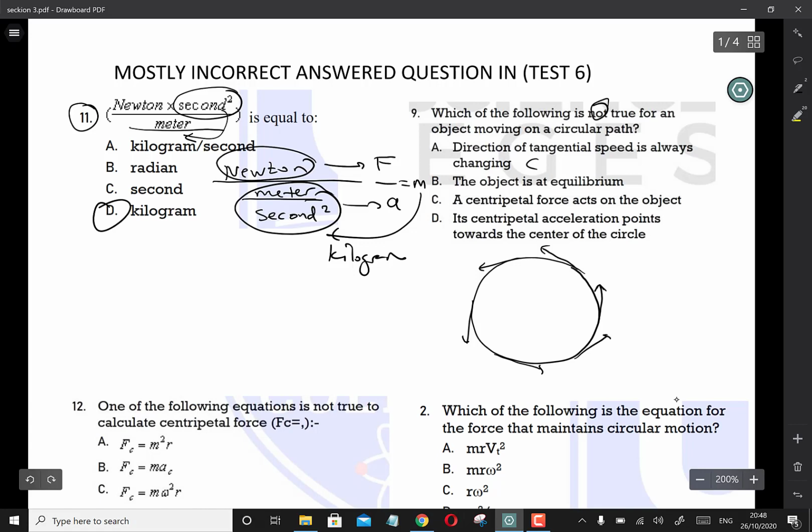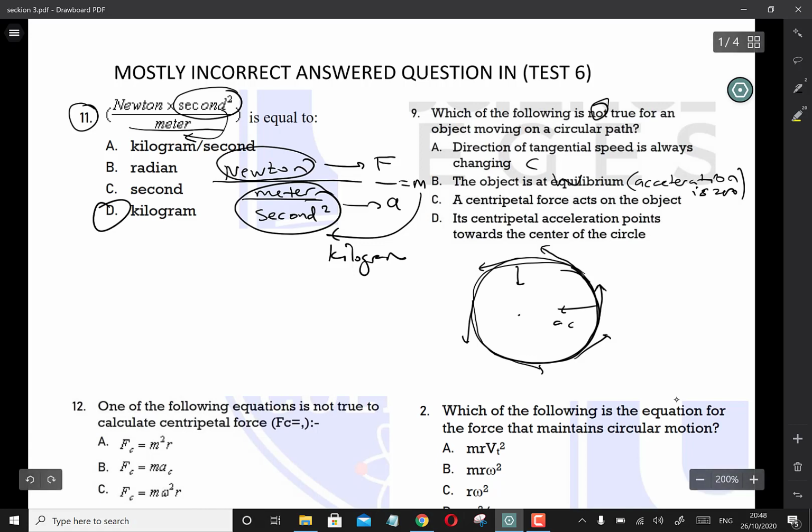Object is in equilibrium. If an object is moving in a circular path, it accelerates. There is centripetal acceleration. Of course, this centripetal acceleration is accelerated motion. If it is accelerated motion, it's not equilibrium. In the equilibrium case, acceleration must be equal to 0. But when an object is moving in a circular path, its acceleration can never be 0 because there is centripetal acceleration always pointing to the center of the circular path. That's why this is incorrect.